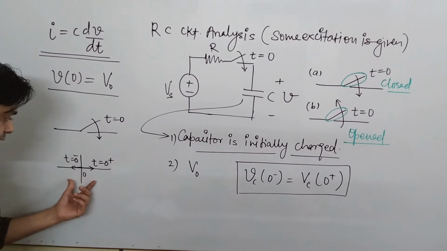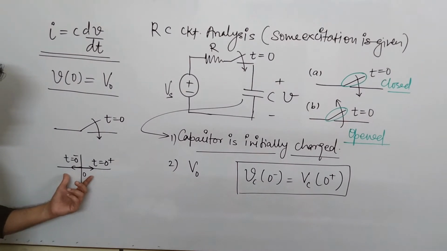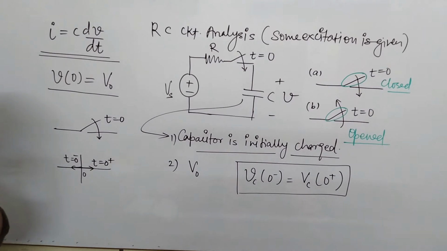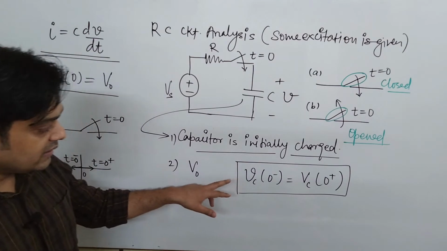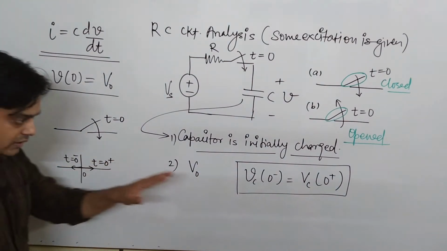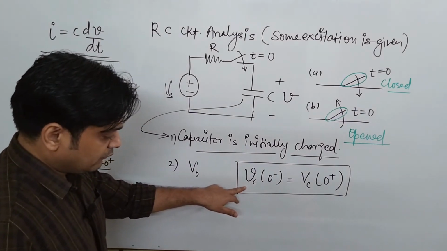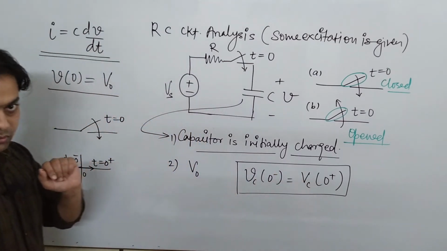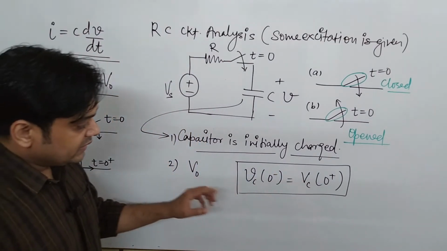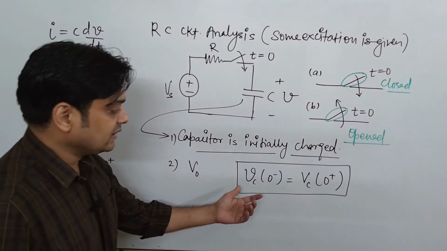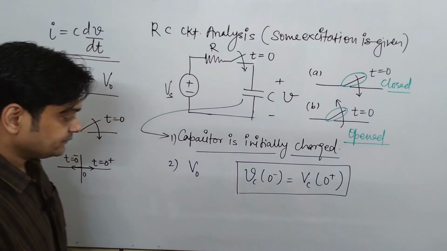This is a very important condition. Whenever you are going to solve any type of initial condition problem, you have to consider that the voltage at t equal to 0 negative, that is VC0 negative, where VC represents the voltage across the capacitor, is equal to VC0 positive. Now your point is, why is it equal? Why are we considering VC0 negative and VC0 positive to be equal?